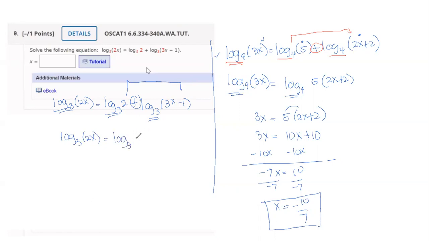So now you can say log 3 (2x) equals log 3, and now we will combine them: 2 times (3x minus 1). Now you both have one log 3 each, so therefore you can equate your arguments. This one right here will be equal to all of that, and so you can just solve it. All right, so that's example number 9. Let's move on to example number 10. Example number 10 is pretty similar.